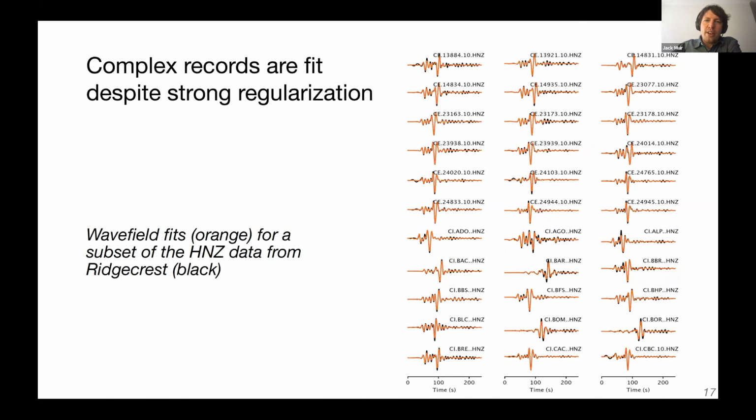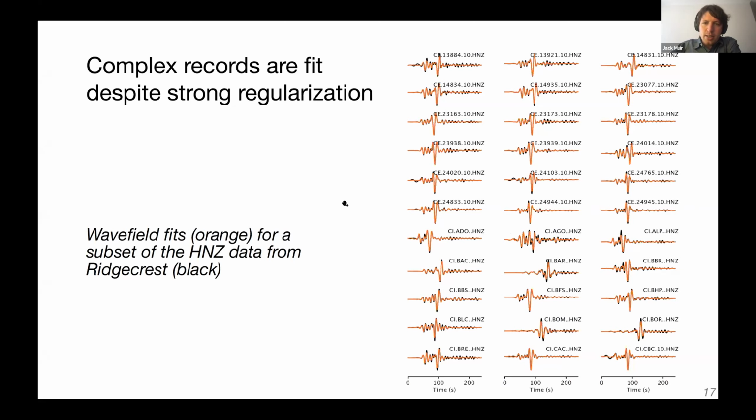Despite the relatively strong regularization that is induced by our method, we do actually fit the data very well. So we're not underfitting the real data. We are representing the wave field correctly in time as well as in space.